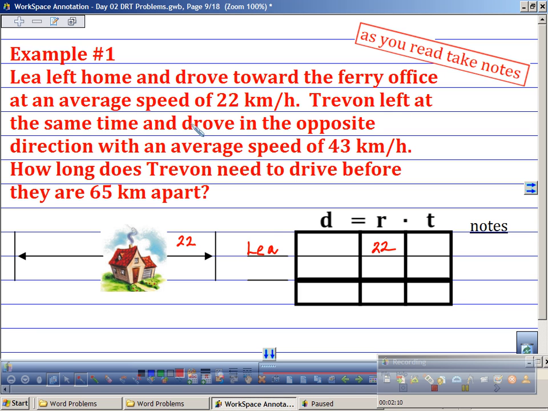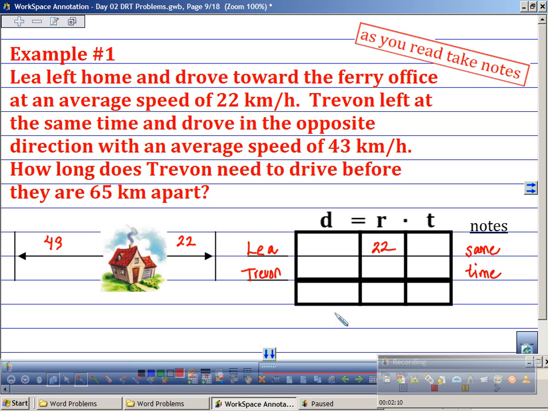Trevon left at the same time. Okay, I'm going to stop right there. They didn't tell me how much time, but they did tell me a piece of information that may or may not be useful to me: the same. I'm going to put that under notes. They left at the same time. So Trevon left at the same time and drove in the opposite direction, so opposite means same distance or different distance? Different distance.